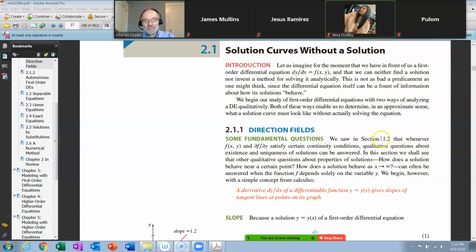The first of these is what they call direction fields. Now, if indeed your dy/dx is some function of x and y, like this, okay?